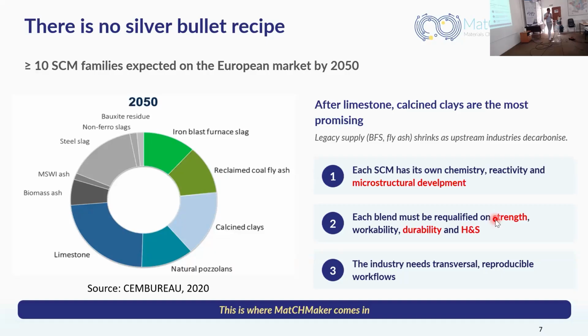So this is the first thing that we think about. But the one that we target in the MatCHMaker project was strength, durability, and health and safety. And I will show you a concrete case where it was actually used in the company. And what you want to develop also is transversal reproducible workflows for each of the SCMs to accelerate the development of these new cements.